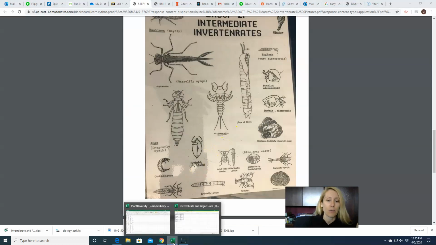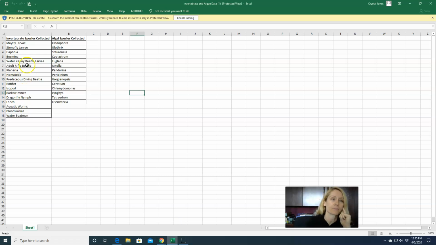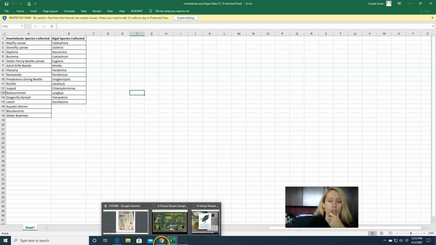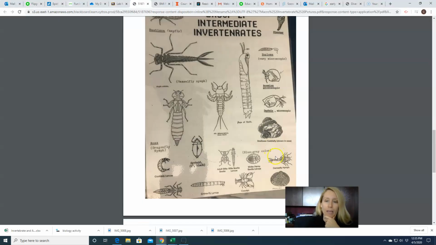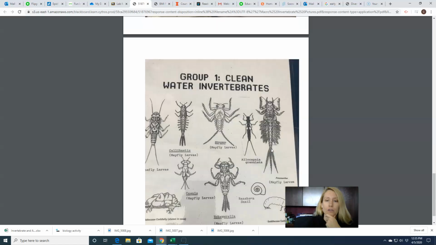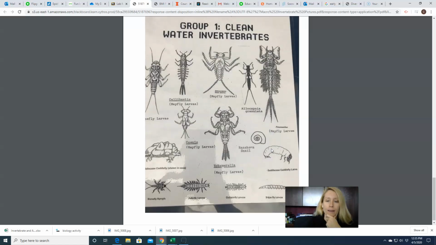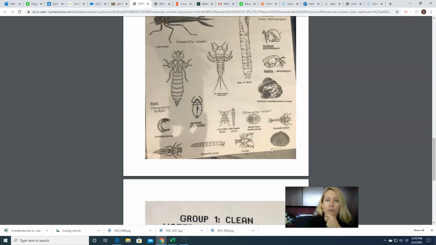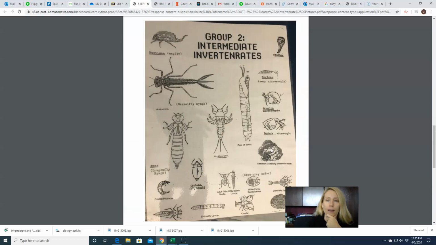So for example, if I'm going back to my data here, let's look for the water penny beetle larvae. Okay, so let's just do an example and let's look for the water penny beetle larvae. I'm going to start in group 1, and I don't see anything that looks like a water penny, so I'm going to move up here to group 2, and I'm looking through, and oh, here it is. Here's my water penny beetle larvae. Great, I identified it. It's a group 2 species.